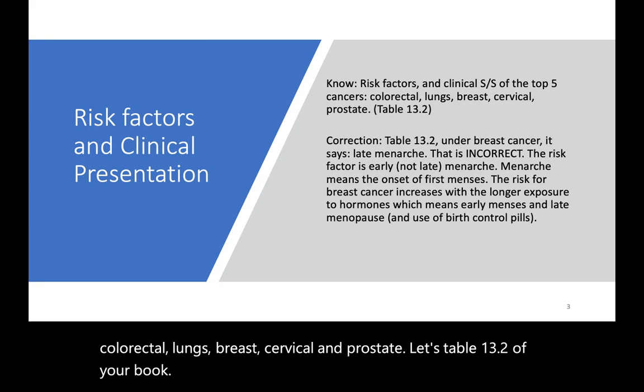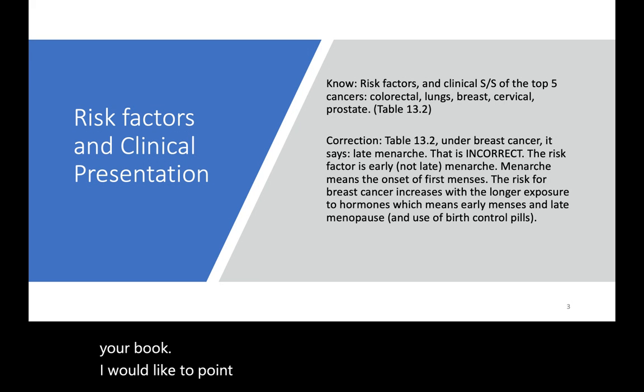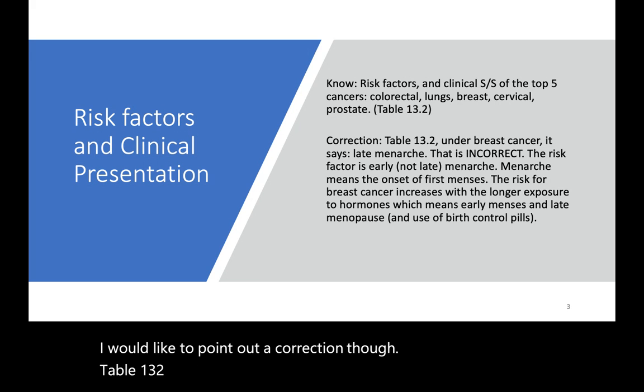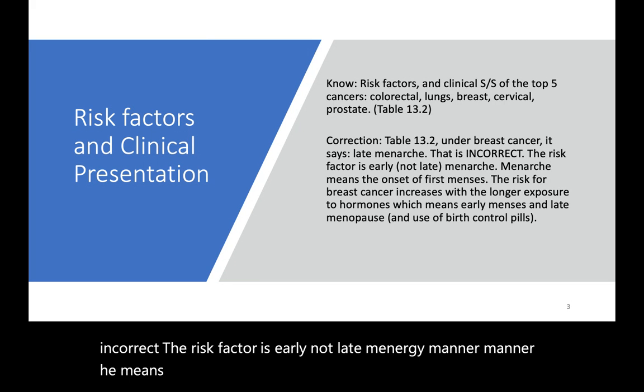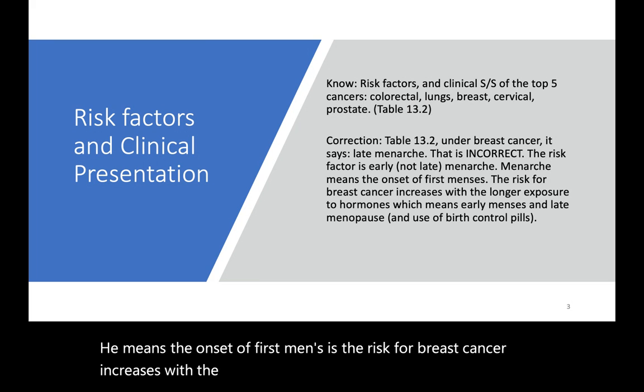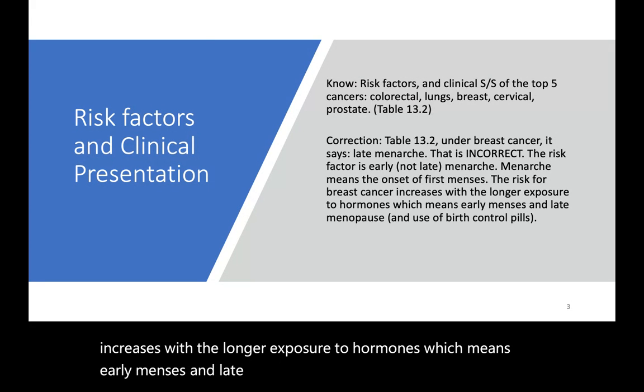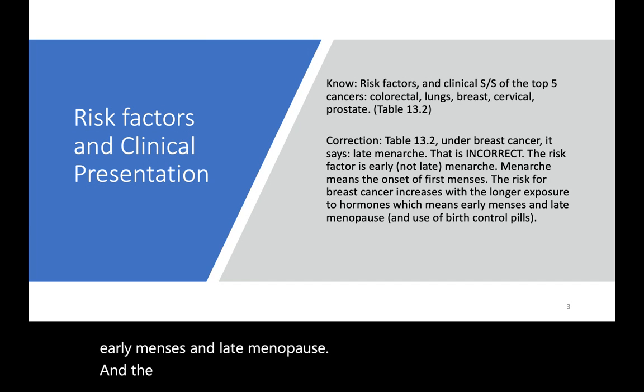I would like to point out a correction though. Table 13.2 under breast cancer, it says late menarche. That is incorrect. The risk factor is early, not late menarche. Menarche means the onset of first menses. The risk for breast cancer increases with the longer exposure to hormones, which means early menses and late menopause, and the use of birth control pills.